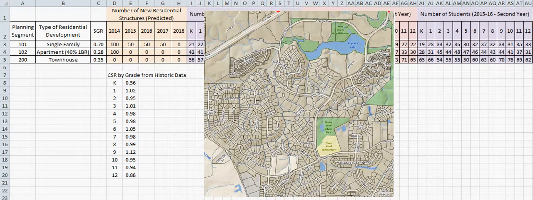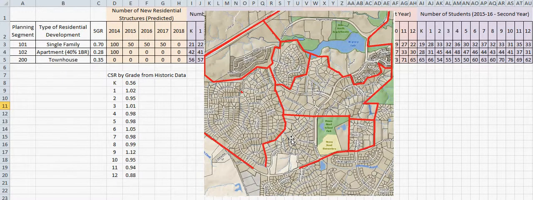We will explain what a planning segment based model is by way of an example. ORAD takes a map of a district, usually at the parcel layer, and defines planning segments that are homogeneous in nature for the district. So we would take this map and create this map, where the planning segments are homogeneous insofar as residential structures and types of residential structures.